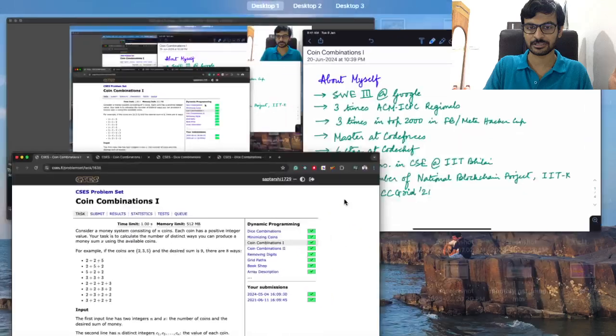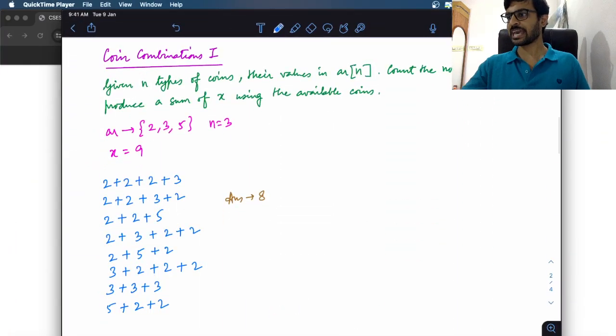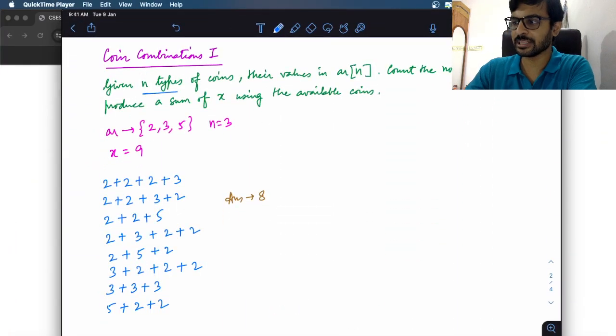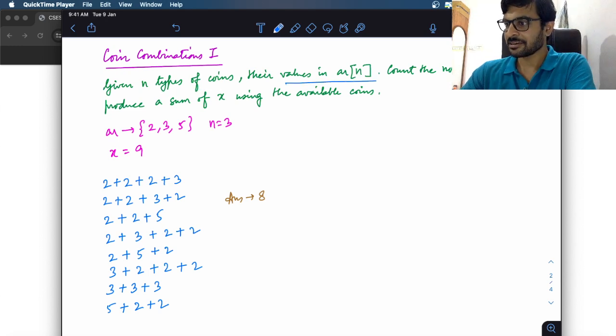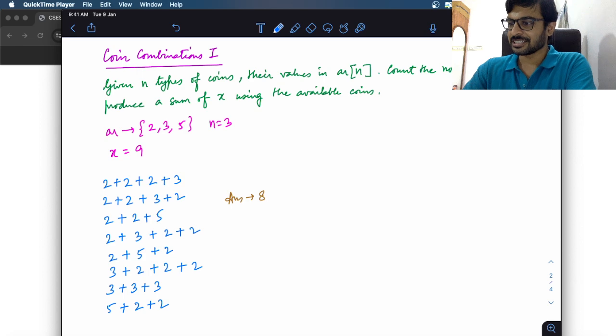That's the question. So essentially we have n types of coins, each coin present in infinite number, and their values are given in an array, and we have to count the number of ways to produce a certain sum using those coins. So for this particular example, 2, 3, 5, to produce a sum of 9, let us see.